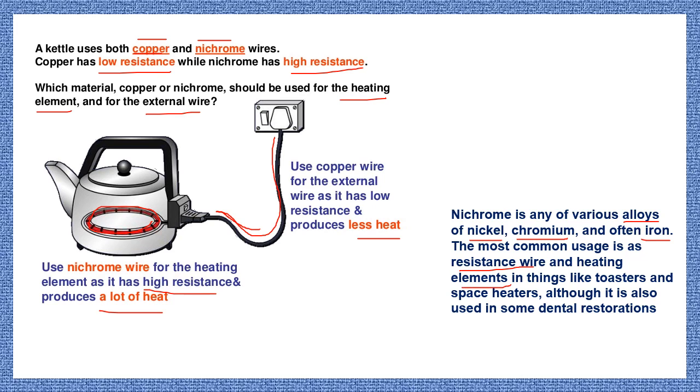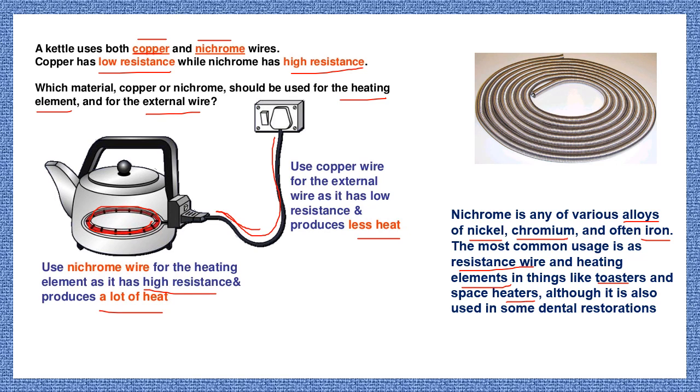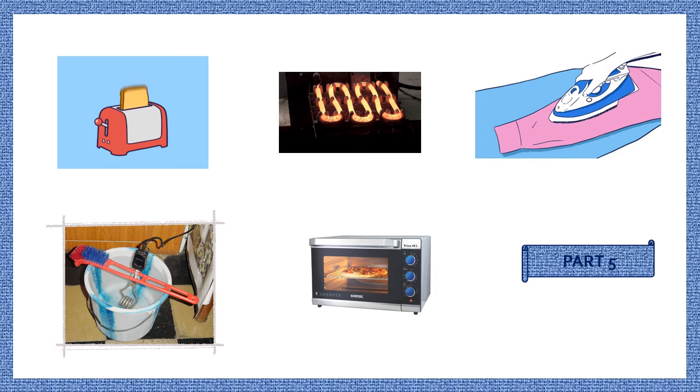Okay, like toasters, then heaters and this electric kettle. So there nichrome wire is used. Here you can see a coil of nichrome wire. Okay, these are some electric appliances where heating effect of electric current is used.